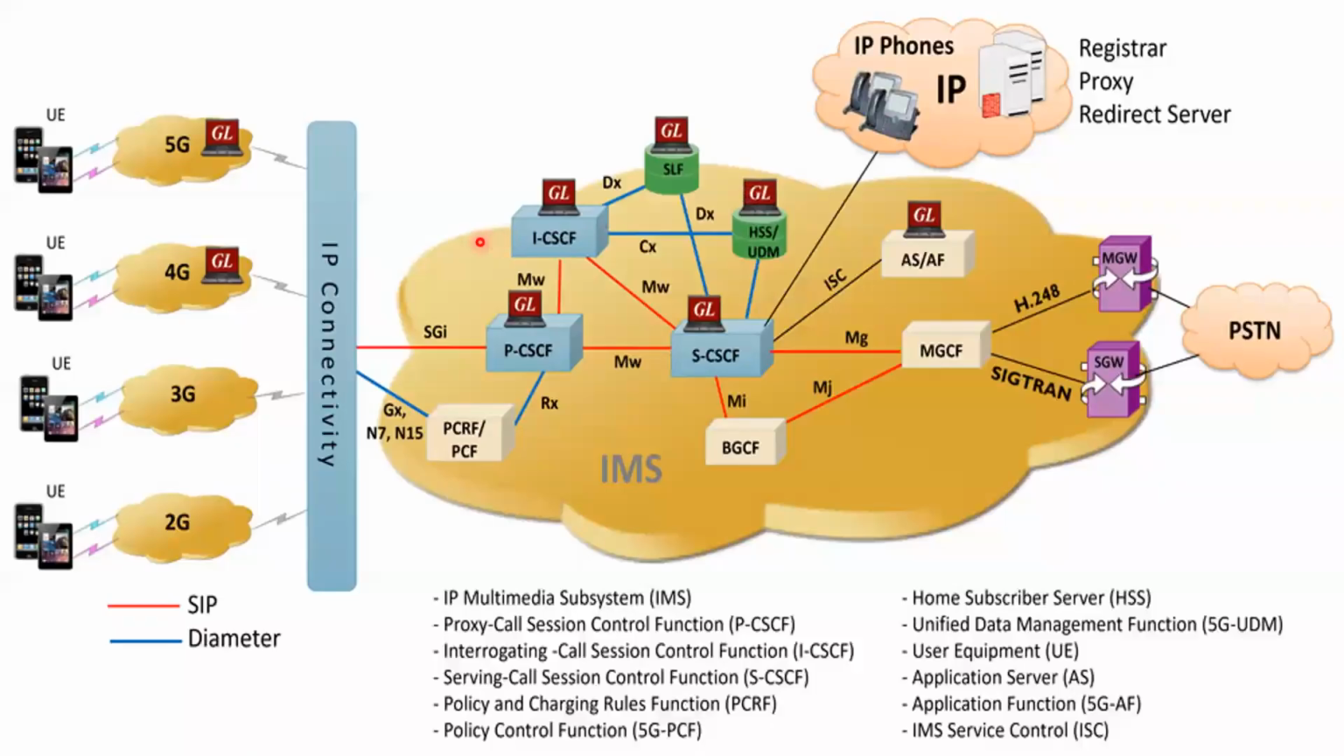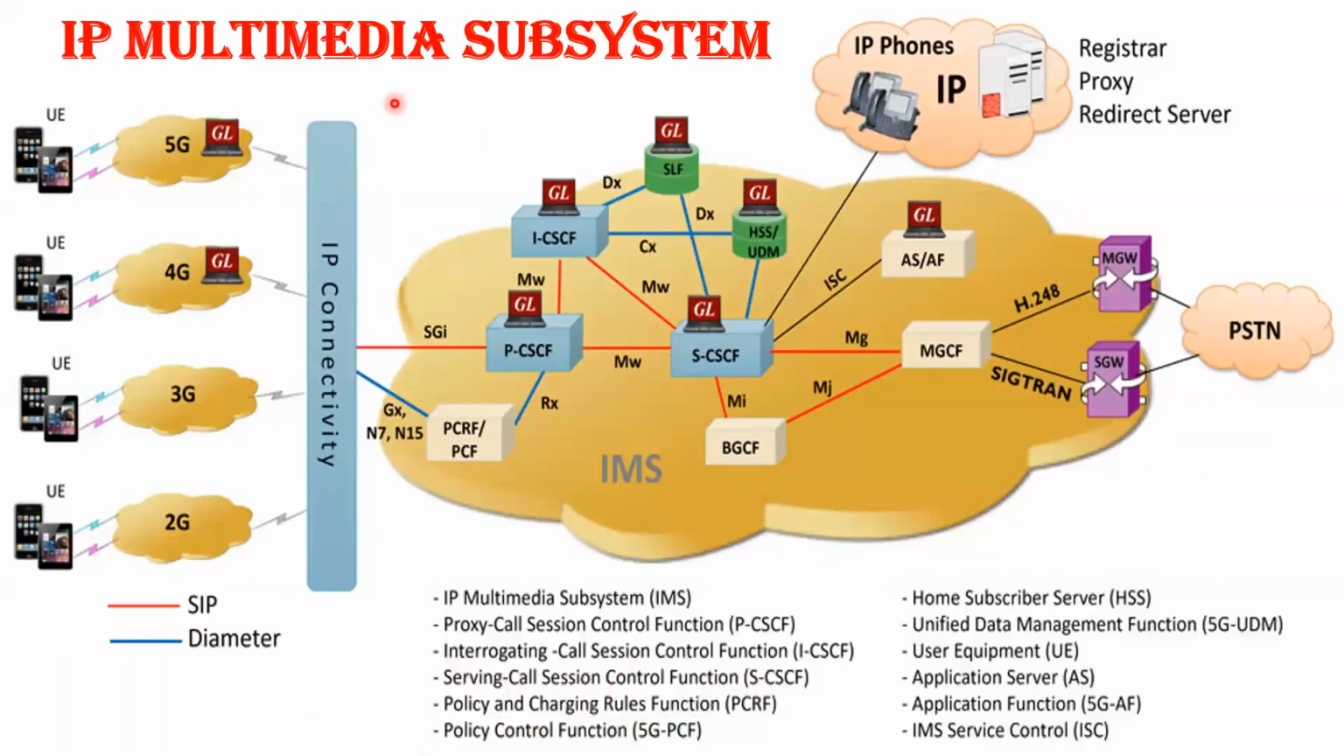IMS stands for IP Multimedia Subsystem. It's a framework that enables the delivery of multimedia services, including voice and video calls over IP networks. In VoLTE, there are 4 key IMS nodes: the PCSCF, the SCSCF, the ICSCF, and the HSS.